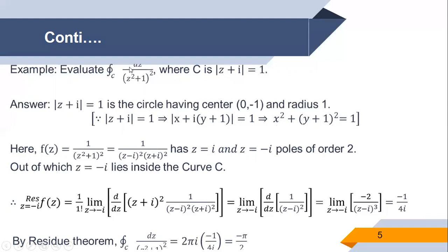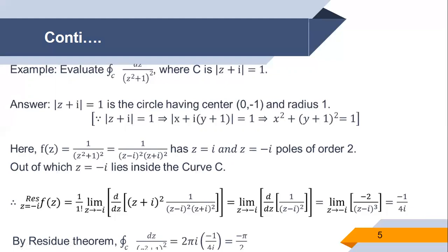Now we discuss the function f of z. So f of z is 1 upon z square plus 1 whole square. So first we factorize the form z square plus 1. We know that z is equal to I and z is equal to minus I is the factor. So the factor is z minus I, z plus I. So the form is 1 upon z minus I square, z plus I square. And this form is not analytic at z is equal to I and z is equal to minus I. But the power of both factor is 2. So we can say z is equal to I and z is equal to minus I is a pole of order 2.